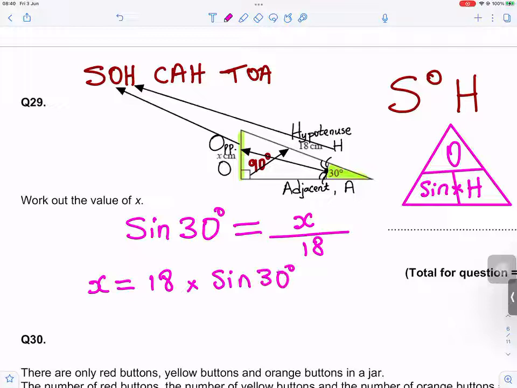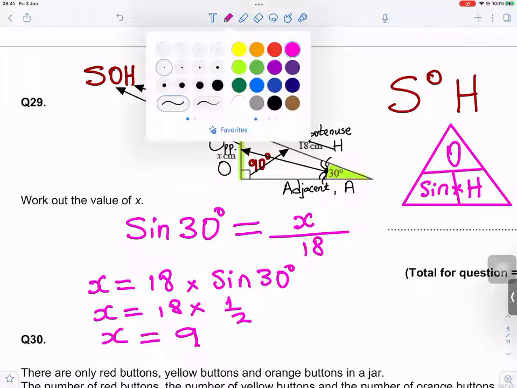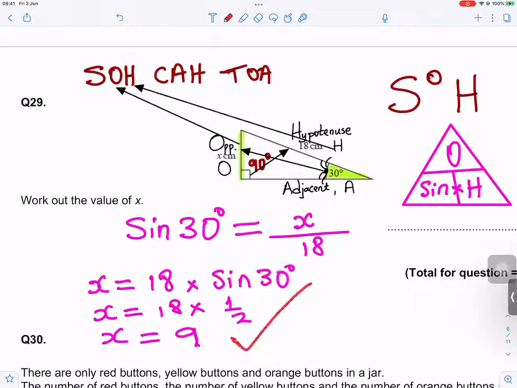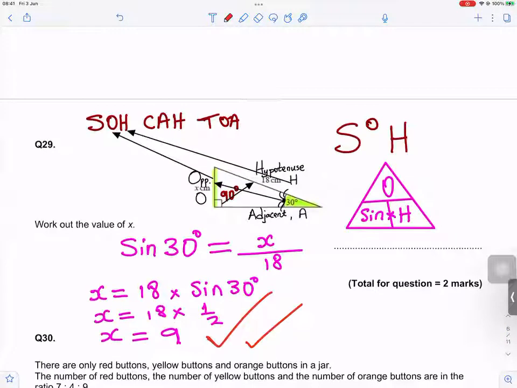If you put that in your calculator, sine 30 degrees is a half. So 18 times a half. X equals 9. So that distance x is equal to 9. When you do that, you will get your full 2 marks.